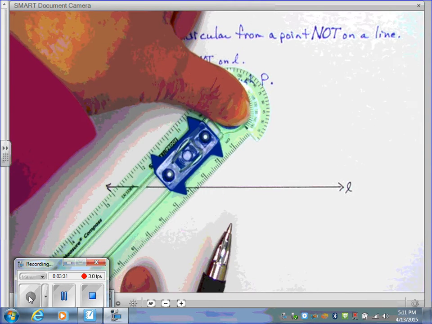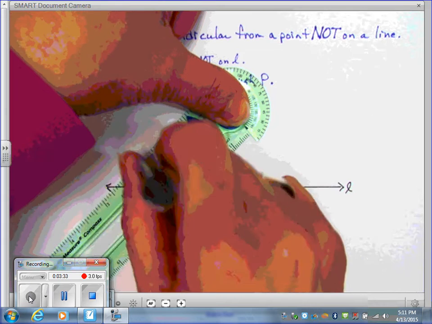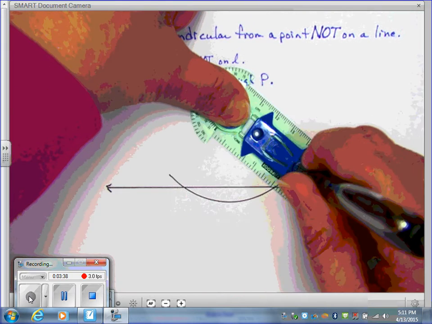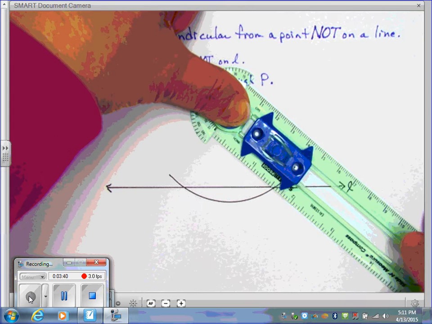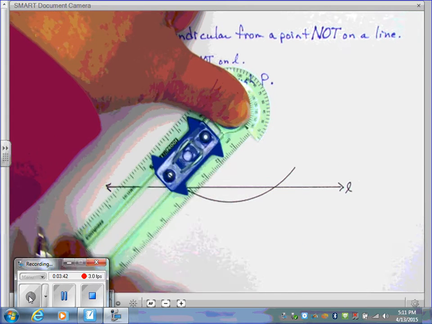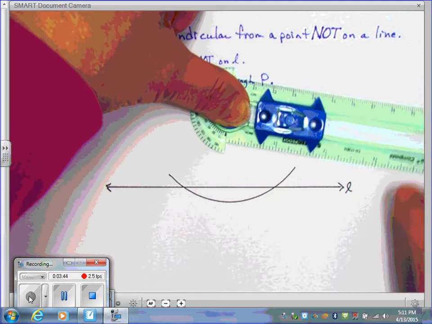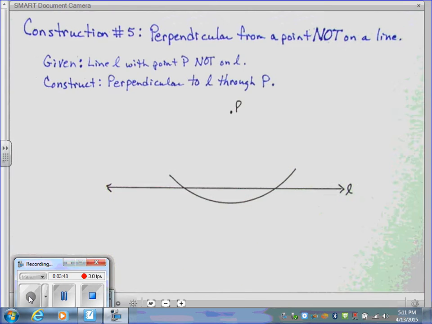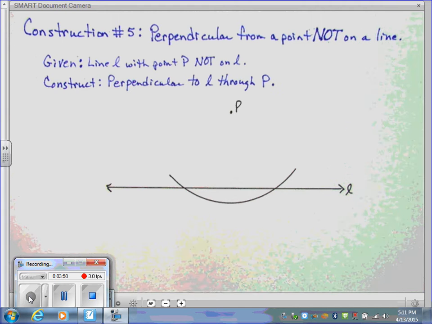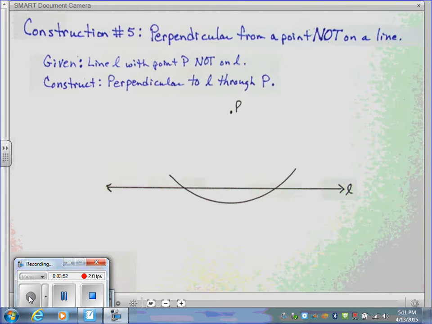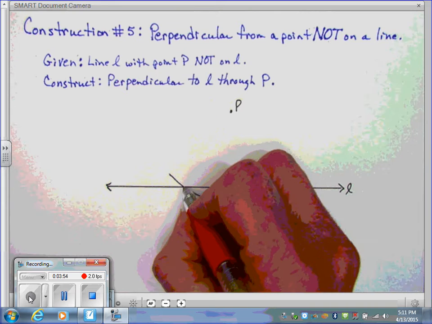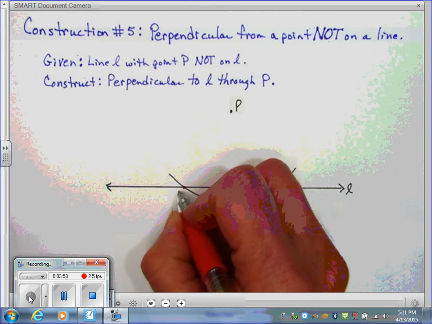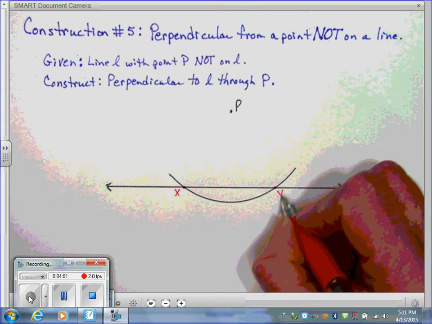Now I'm going to swing it over here above the line. Starting above the line, I'm going to swing an arc. Swing it so that it swings from left to right. I call that a smile. Everybody see why we call it a smile? And do you see that it intersected line L 2 times, once on the left, once on the right? I'm going to call these X and Y.